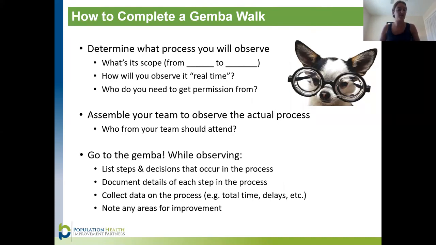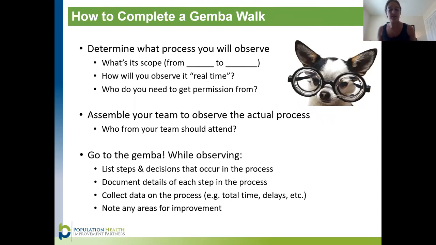So this slide really shows you how to complete a Gemba walk. First, of course, you have to decide what process you want to observe, right? You have to decide where you'll start observing and where you'll stop observing. So you have to set those boundaries for your observations.